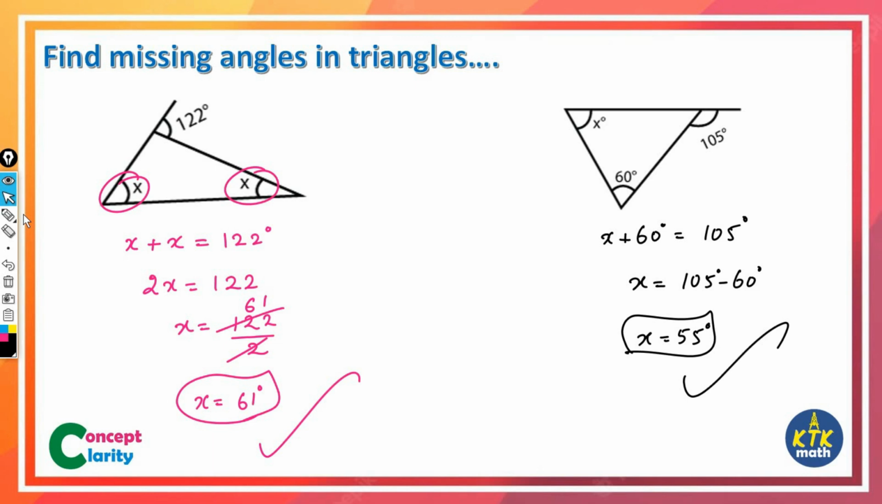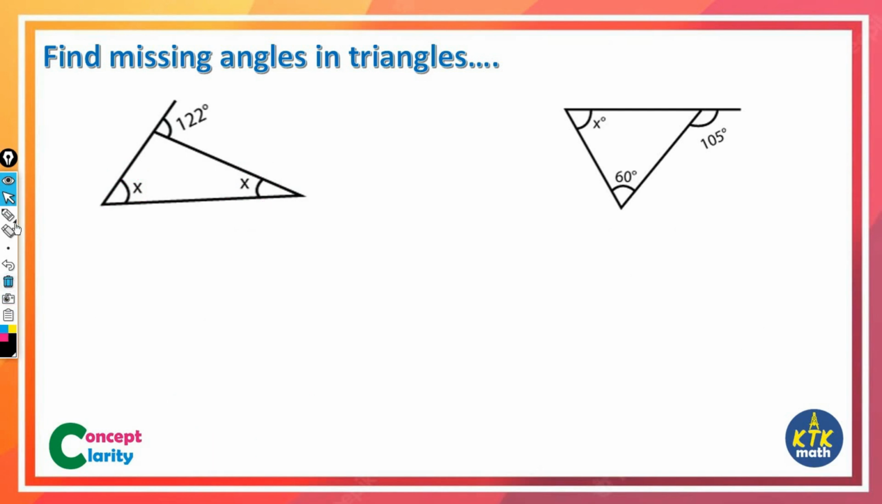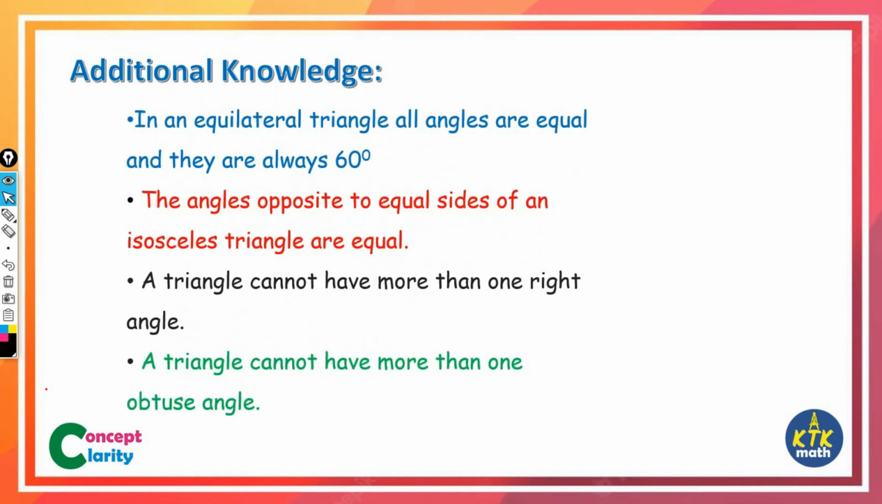triangles. One is the angle sum property, in which we learned that when you add all the three angles in your triangle, you get 180, and the second property is the exterior angle property. Now there are a few key points you must know before moving on. So let's check out the key points here, additional knowledge, just to read out all these four, very important.